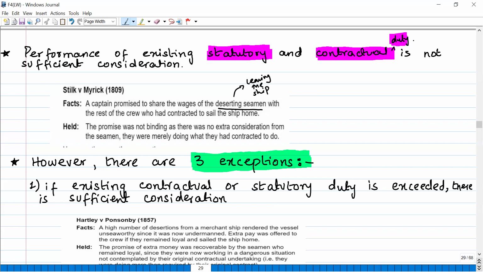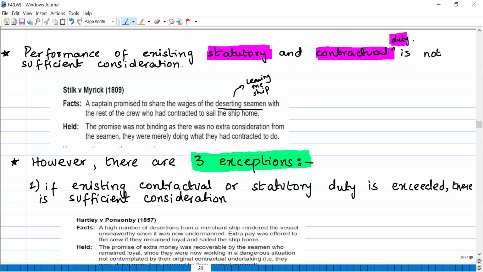Now those staff members, when they heard about the extra reward, said, okay, let's sail the ship to the destination. So they did that, and when they got to the destination, the captain refused to pay them any amount. When he refused, the staff members sued him, claimed the amount of compensation from the captain, and went to the court.